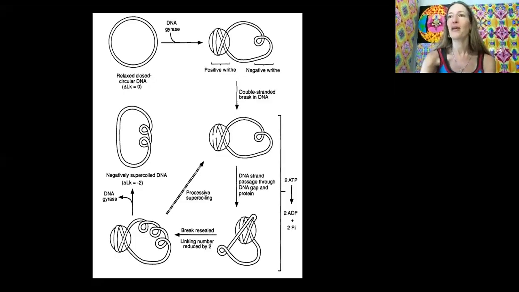Where's the picture that I want to show you? I have everything all prepared. Well, wait, first I'll show you more supercoiling. Oh, here, this is what I want. Oh, I can show you two things at once. Even better, okay. There we go.